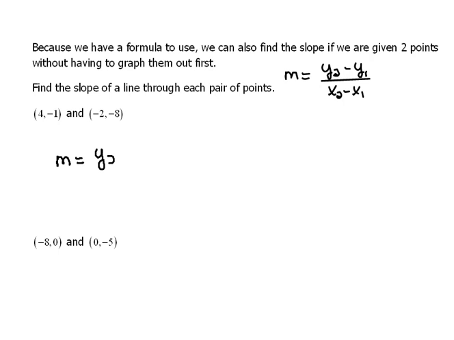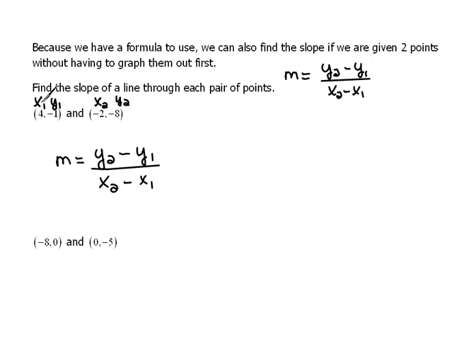So this would be y2 minus y1 over x2 minus x1. Now, as long as we can identify which one is which, then we're good to go. This being our first point, I'm going to label this my x1, y1. And since this is my second point, I'm going to label this x2, y2. It really doesn't matter. This one could have been the second point, and this one could have been the first point. It doesn't matter at all.